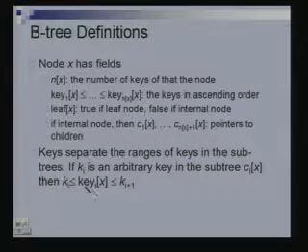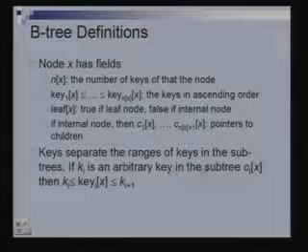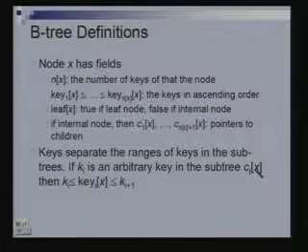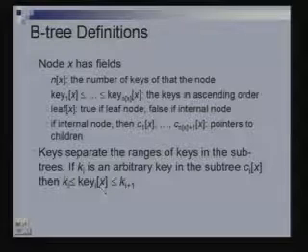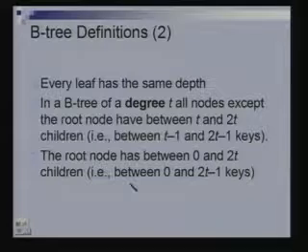And this we all know, we've seen this before. If k sub i is a key in the subtree c sub i, then k sub i is less than the ith key in the node, and so on. So a B tree is essentially the same structure as your AB tree.